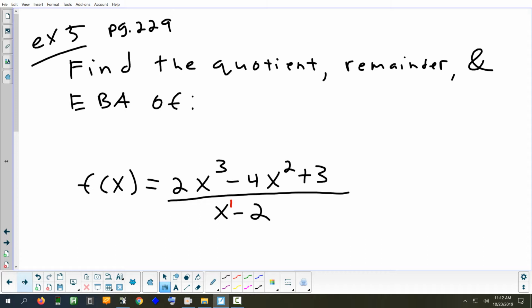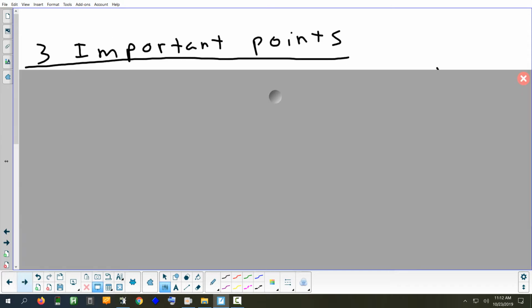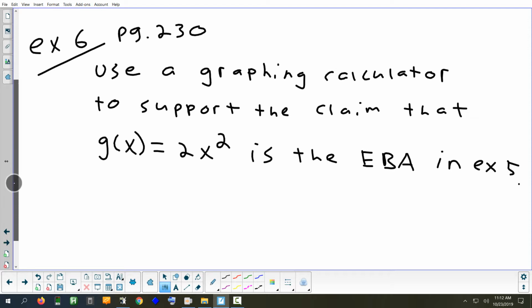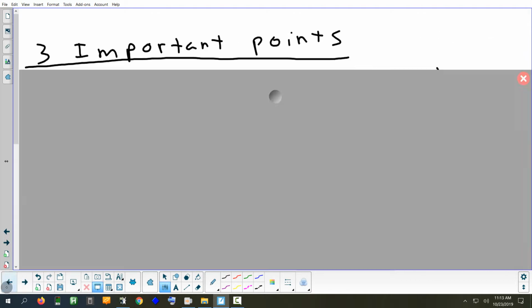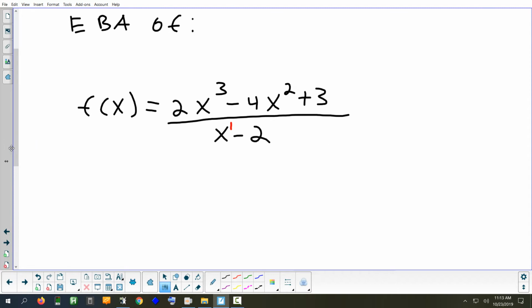So let's take a look at finding the quotient, the remainder, and the EBA. Now, does anybody want me to do it with long division? Because you will have some that don't work with synthetic. Do it with long? Okay. I mean, we're going to have to practice long division, I think, on that one. Actually, this one. Yeah, they want the EBA here, so we're going to have to do long division anyway, eventually. So we'll just do one with synthetic and see what happens.